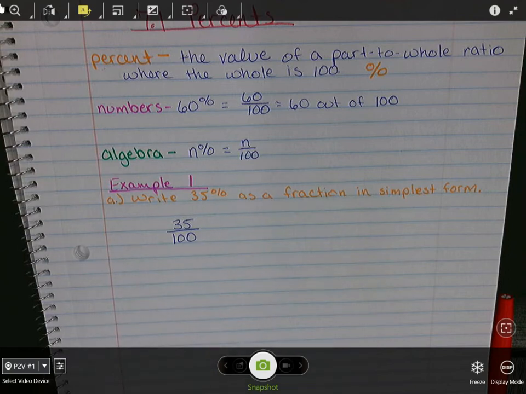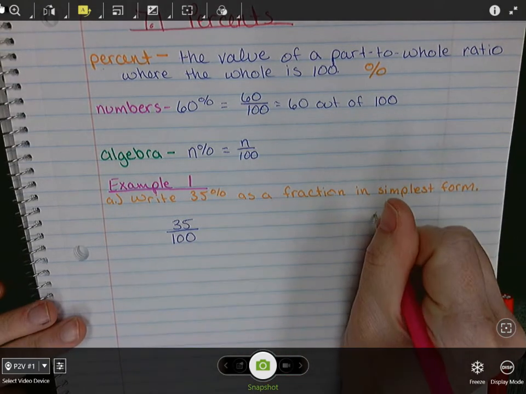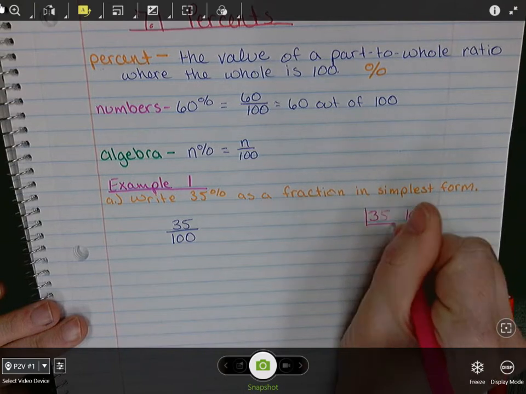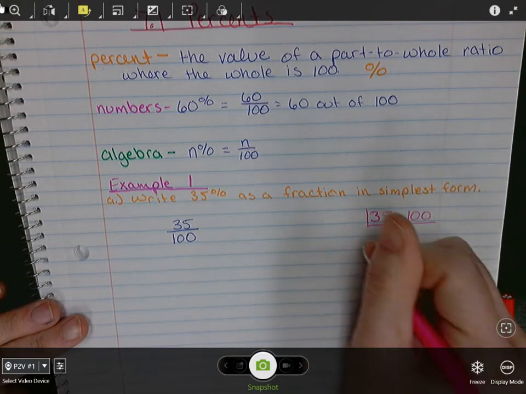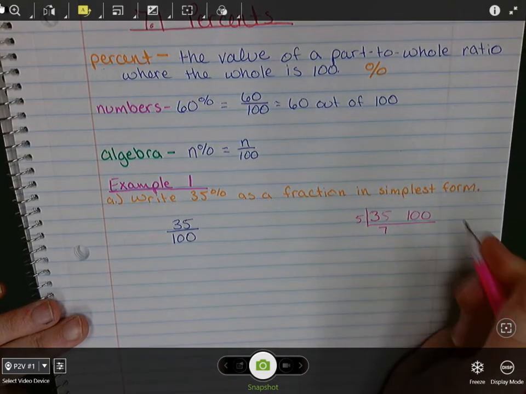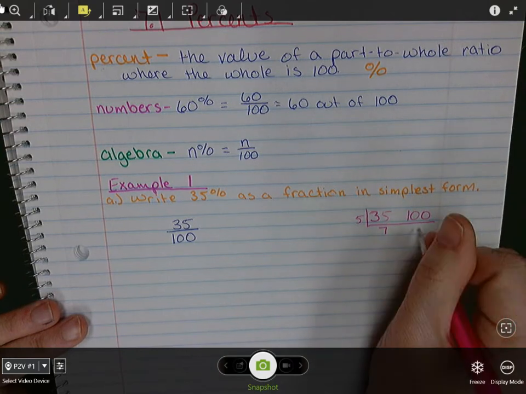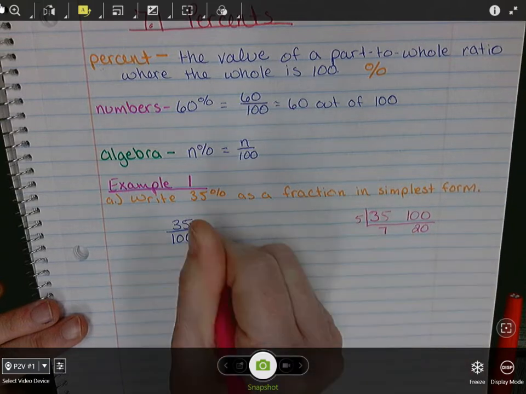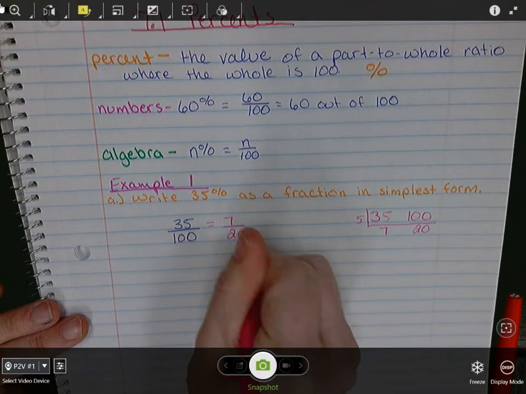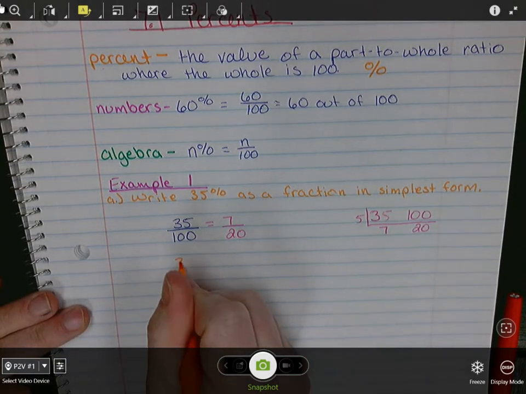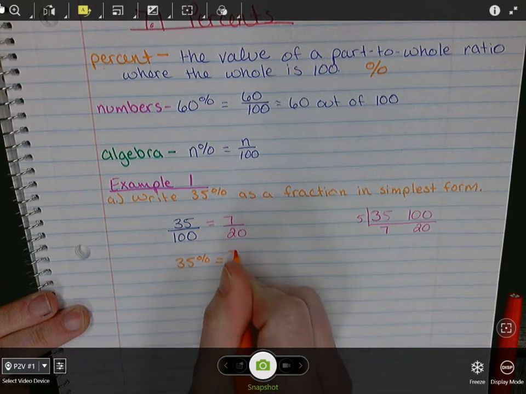Okay, so let's go all the way back to the beginning of the year when we were reducing fractions. And there's a couple ways you can do that. One of the ways is to use the ladder method. 35 and 100, I can divide those both by 5. What's 35 divided by 5? Yeah, that's 7. And 100 divided by 5 is 20. There's not a number I can divide these both by. So in simplified terms, that would be 7 over 20. So what that means is 35% is equal to 7 over 20.